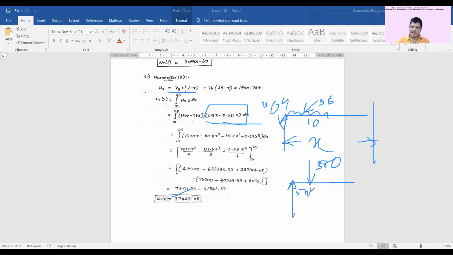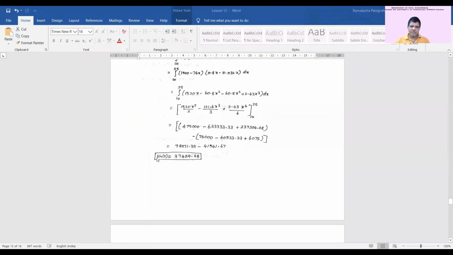Now this is your 304 reaction. I will take what is the moment at x. We can write 304 into x minus 380 into x minus 5. So this is your moment, and then y, and then dx. You can integrate and find the same value, but more terms will come in this equation. So it is better you go from the left side and find the values.